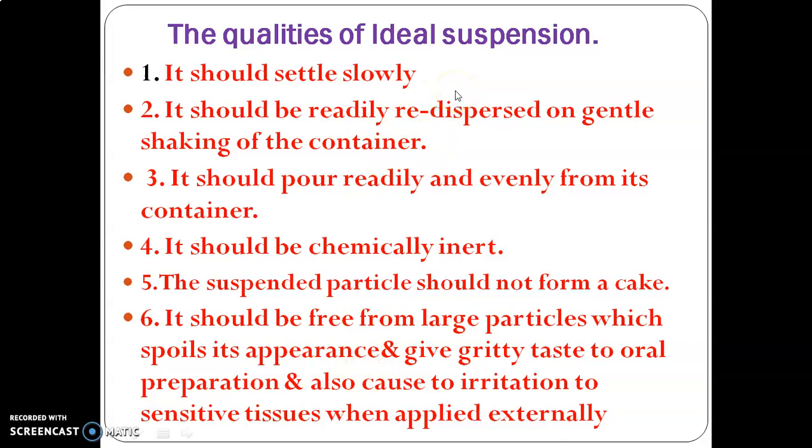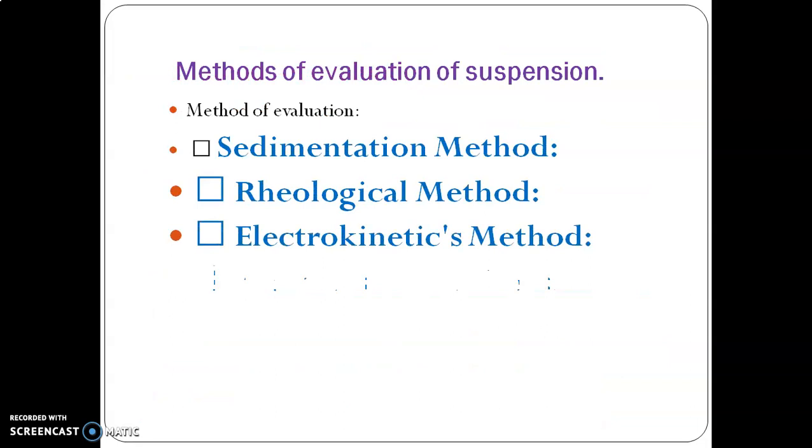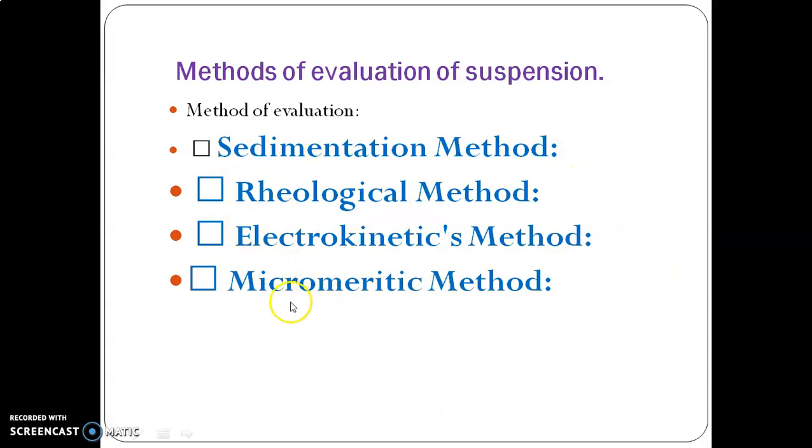So what is suspension? Suspension is a biphasic liquid dosage form in which solid particles are suspended in a suitable vehicle, and the system is stabilized by a third agent, that is called a suspending agent. So what are the methods of evaluation of suspension? There are four methods: sedimentation method, rheological method, electrokinetic method and micromeritic method. Let us see one by one.